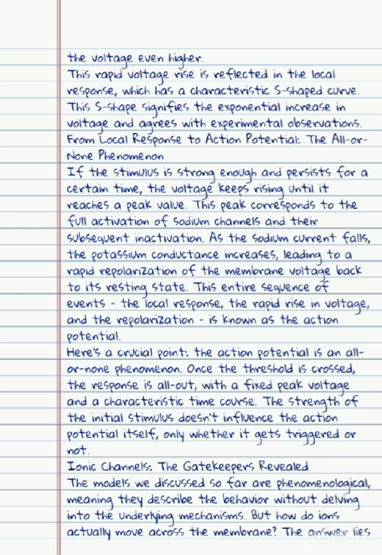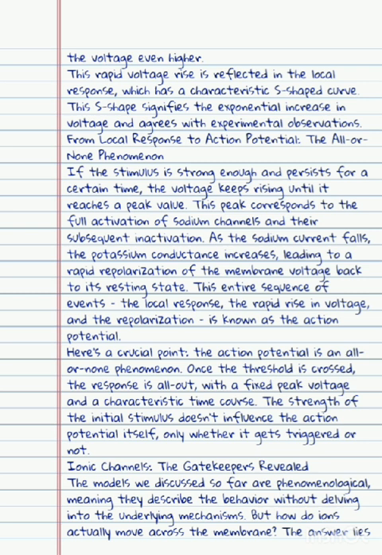Here's a crucial point. The action potential is an all-or-none phenomenon. Once the threshold is crossed, the response is all out, with a fixed peak voltage and characteristic time course. The strength of the initial stimulus doesn't influence the action potential itself, only whether it gets triggered or not.